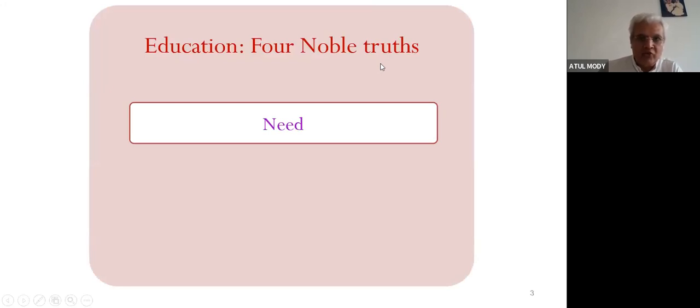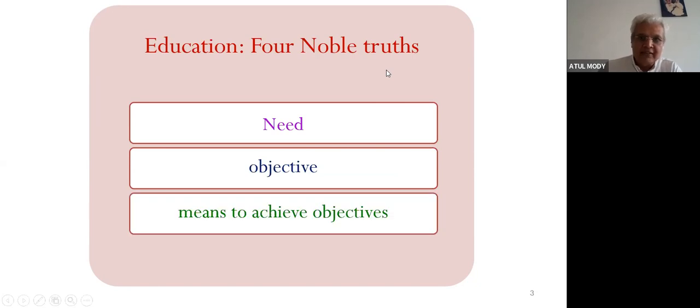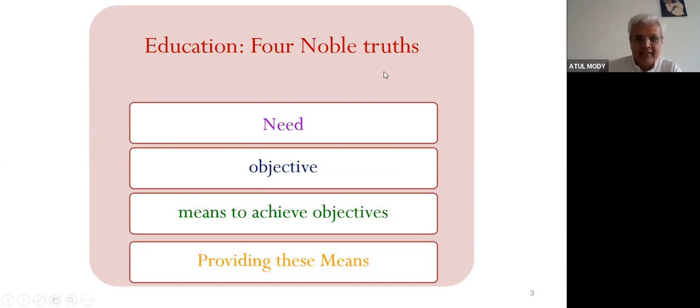In education also we have 4 noble truths. One is there is a need for education. There is an objective for education. In fact, now there is a very important project which NCERT has taken up, which is called learning objectives. There are means to achieve these objectives, and it is our job to provide these means. So this is the entire effort in what we are going to talk about.